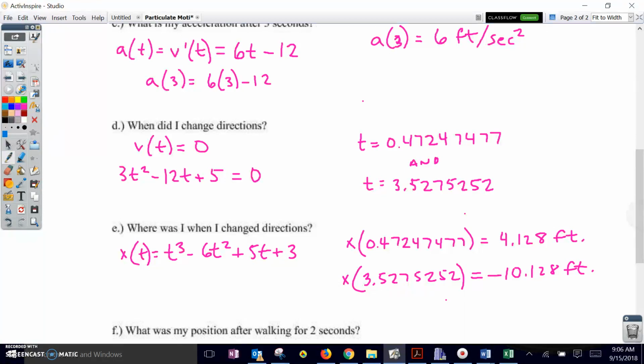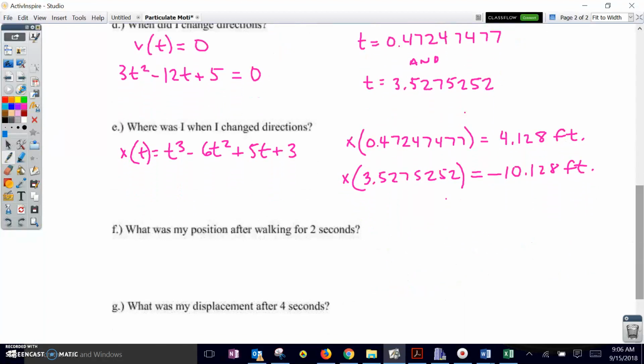Alright, and question F, what was my position after walking for 2 seconds? So all that is my position at time 2. So I put 2 into the position function and calculate. That's 8 minus 24, negative 16, plus 10, negative 6, plus 3, negative 3 feet. So I'm 3 feet to the left of the origin at time 2.